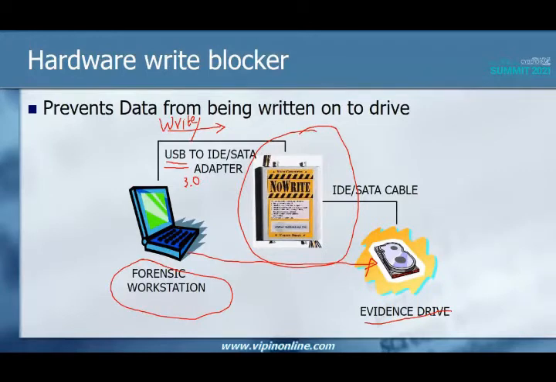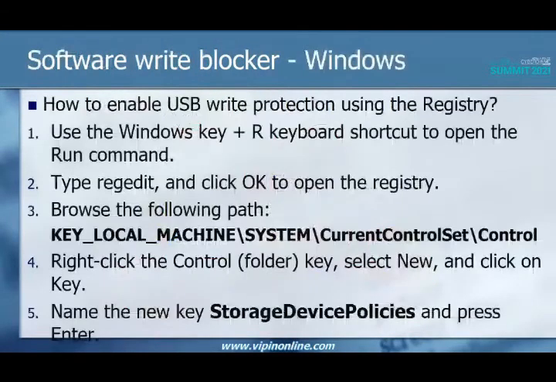So what we will do is implement a software write blocker. We are going to do a forensic acquisition by write blocking our USB port. There is an easy way. We can edit the Windows registry, and by that editing, we can write block the USB port.